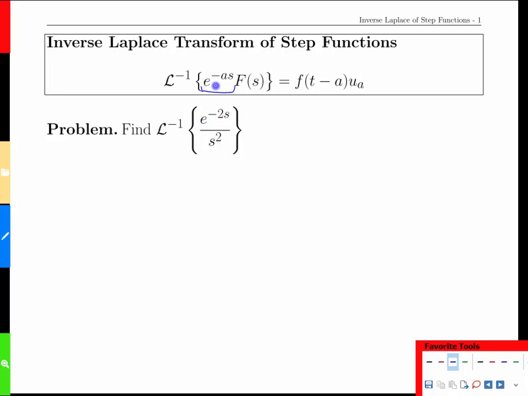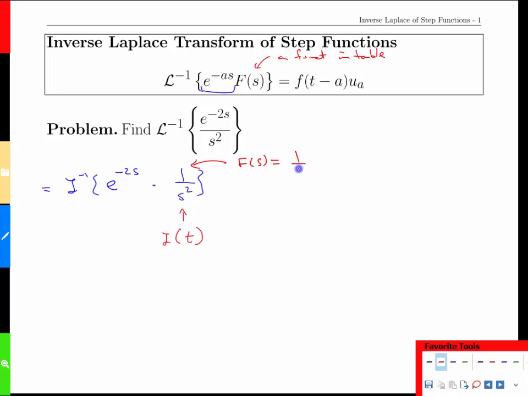What we have here is an exponential times the transform of something we know. So the key thing here, this F of s, is a function in the table. And let's make that explicit in this case. We're asked for the inverse function of e to the negative 2s times 1 over s squared. This is the Laplace transform of t, or if you want, this is our F of s equals 1 over s squared, which is in the table.